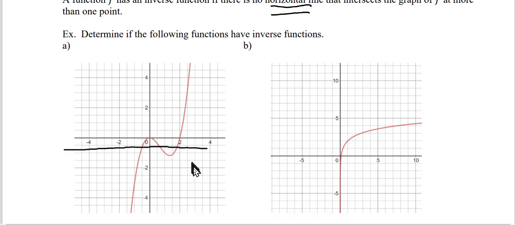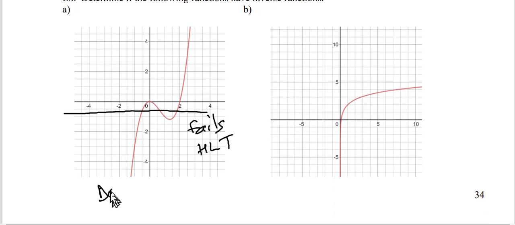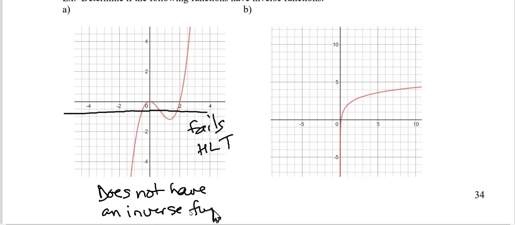This fails the horizontal line test. That means this function does not have an inverse function. You might have an inverse relation, but it is not an inverse function, meaning whatever you get as the inverse would not be a function.